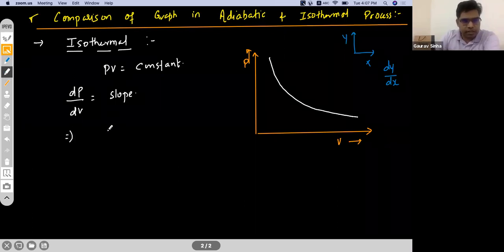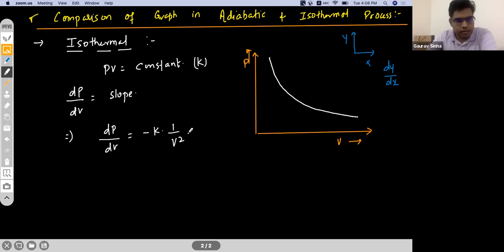This relation we have, we'll differentiate it. So dP by dV is equal, suppose I'm assuming a constant k over here, this would be minus k times 1 by V square. Right? So this is the slope of isothermal process. Minus k times 1 by V square, isn't it? Any doubt in this? Like if you differentiate this, you'll get this only. Yes? Copy this down.